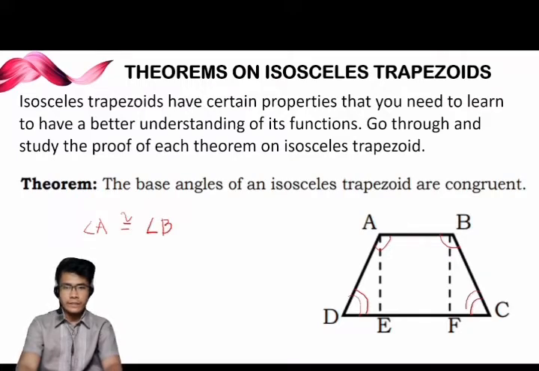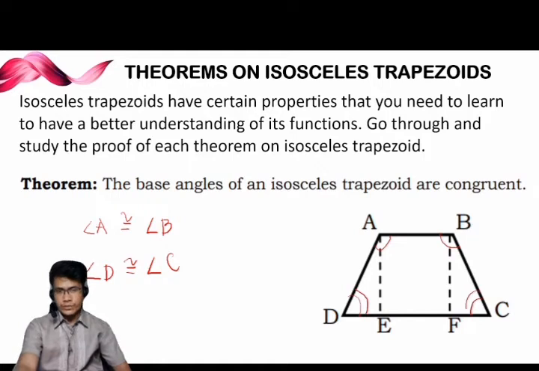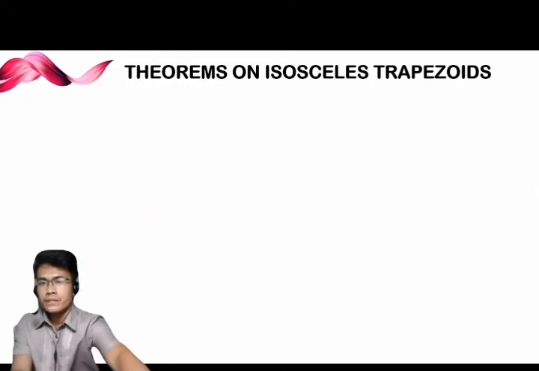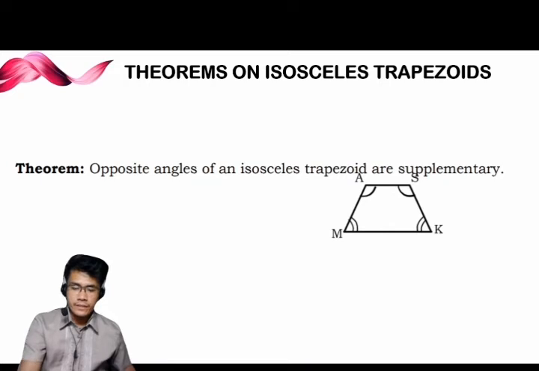Alright, and then angle D and angle C are also congruent. When you say congruent, they have the same measures. Alright, now let's apply the concept. Before we apply the concept, let's have the other theorem. This theorem: opposite angles of an isosceles trapezoid are supplementary.